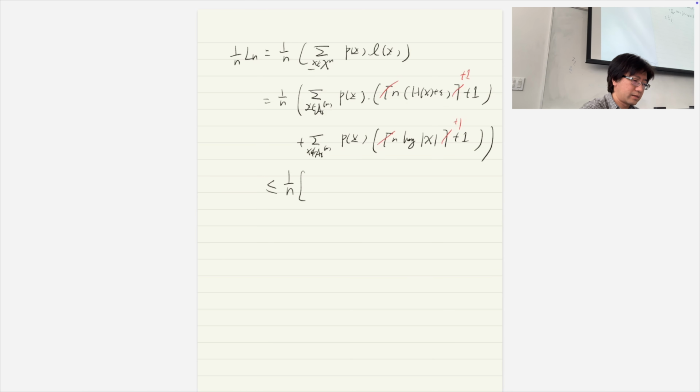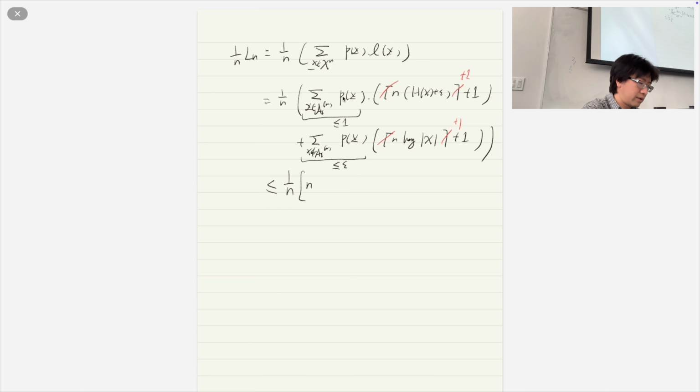Now we can break it somehow. Everything here is the same. The summation of this probability, we know that is almost 1, but it's less than or equal to 1. And how about this? It's the sum of all the probability of the symbols that are not in the typical set. When n becomes large, the probability of those will be very small, less than or equal to epsilon, for example. So we use 1 to replace it.